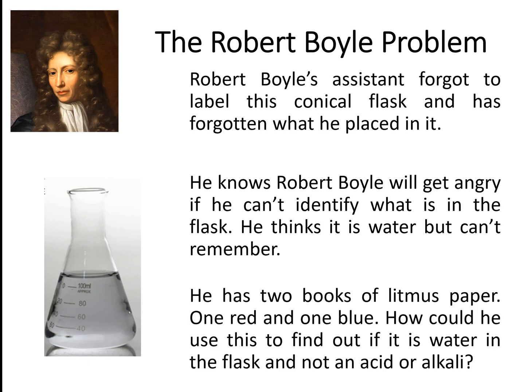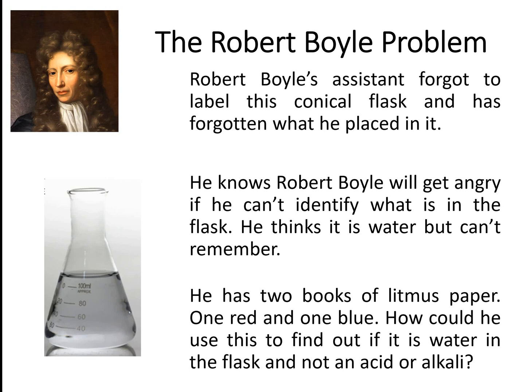He has two books of litmus paper, one red and one blue. So how could he use this to find out if it is water in the flask and not an acid or alkali? I want you to write this down either at the back of your booklet, or if you've got some space, on a different bit of paper. You may want to take the video back to look at that table again to help you with this. So pause the video while you have a go at this.